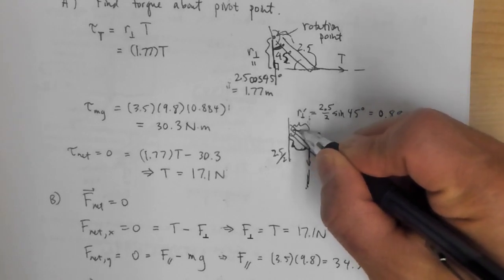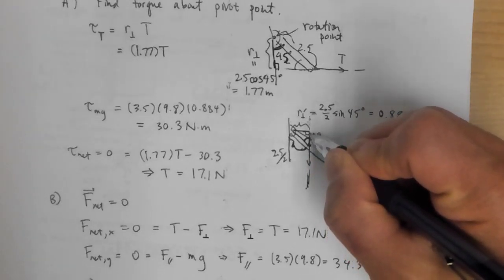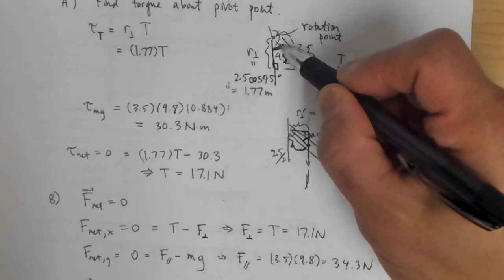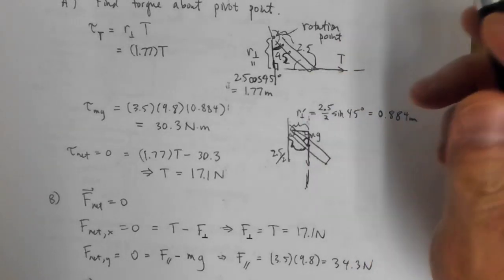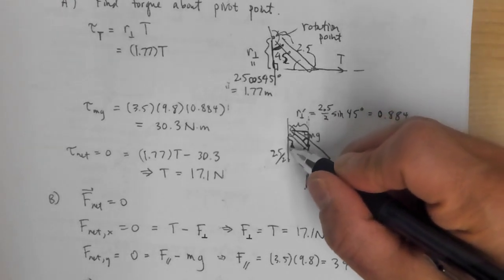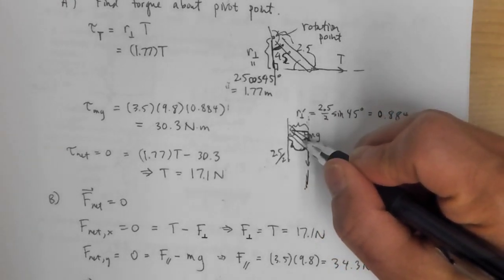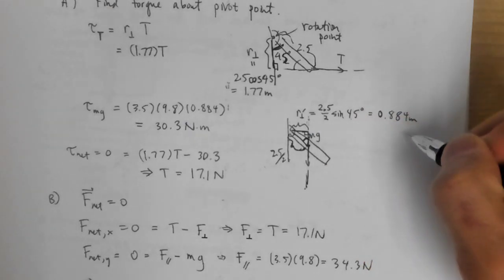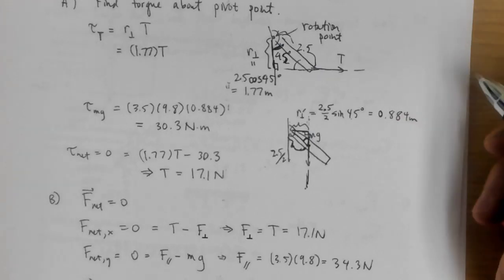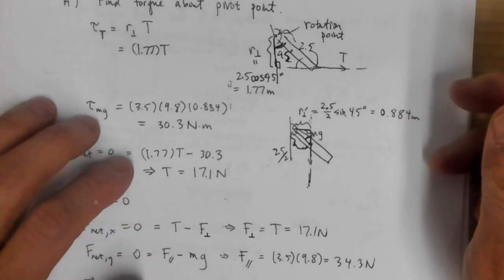And so then this guy would be the opposite to this angle. I don't know if I did adjacent for this guy and then opposite for this guy. I just kind of chose them randomly. So it's 2.5 divided by 2 is the hypotenuse times the sine of 45, this angle here. And that comes out to 0.884. This side would be 0.884 meters.